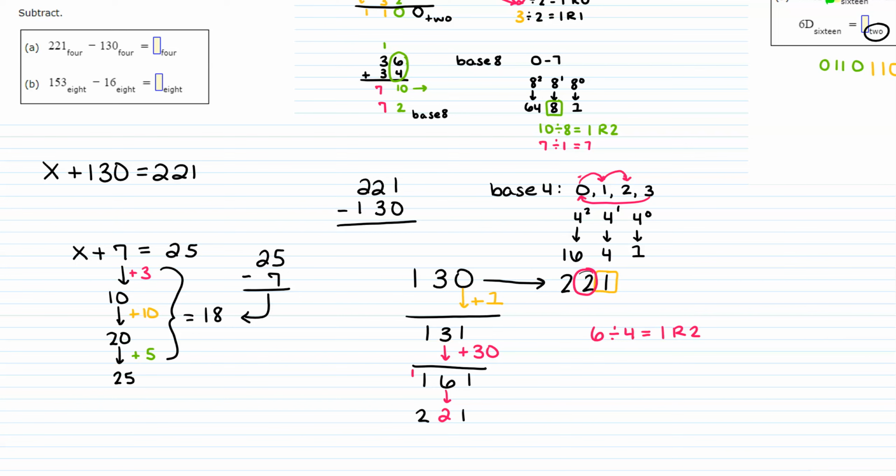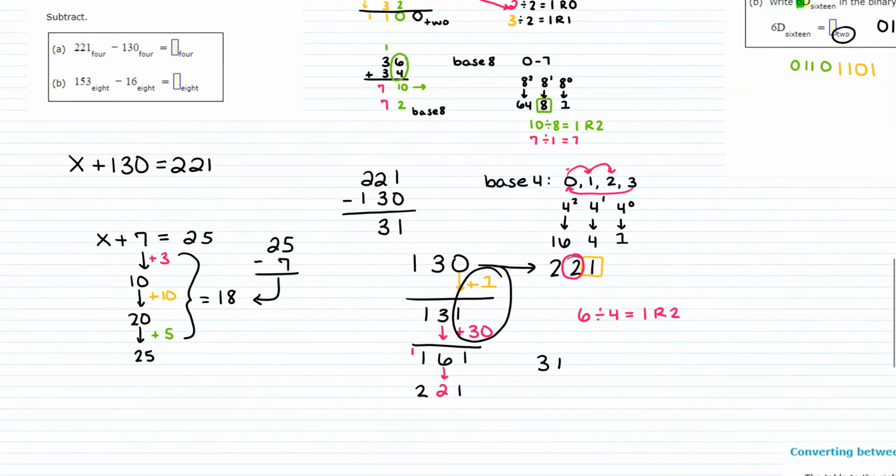So what do I add to 130 to get to 2, 2, 1? Sorry, I said it again, 130. What do I add to 130 to get to 2, 2, 1 in base 4? I would add 3, 1. Right, so when I put these two together, I get 3, 1. That means their difference is 3, 1.